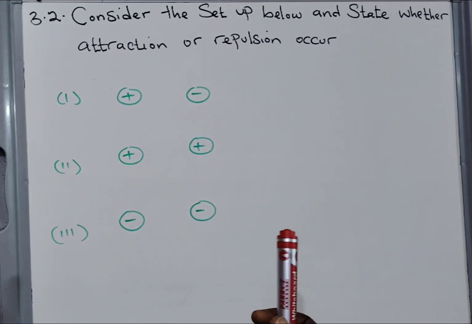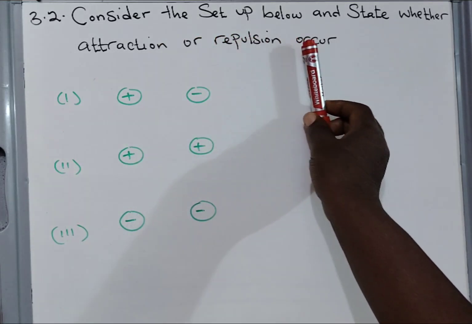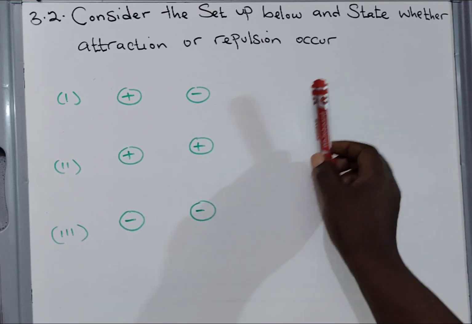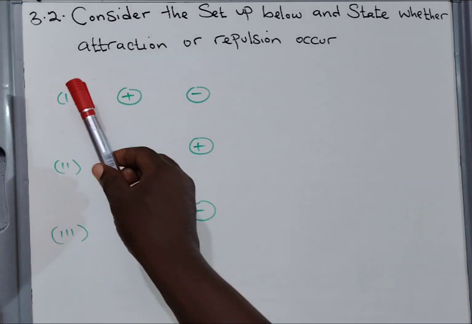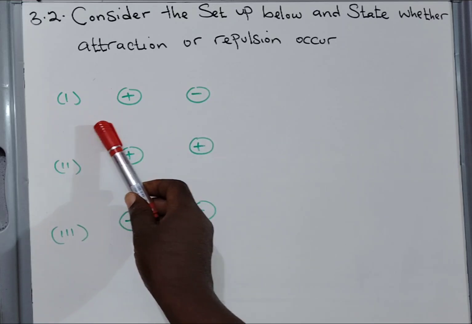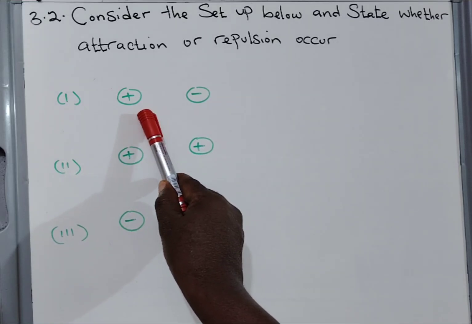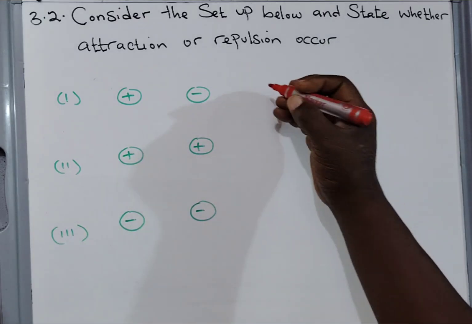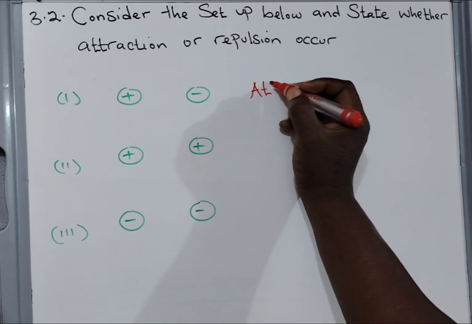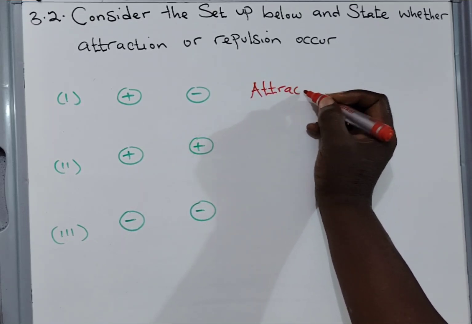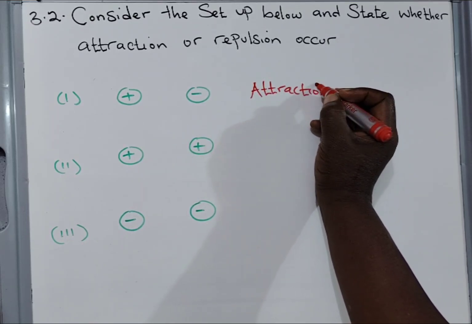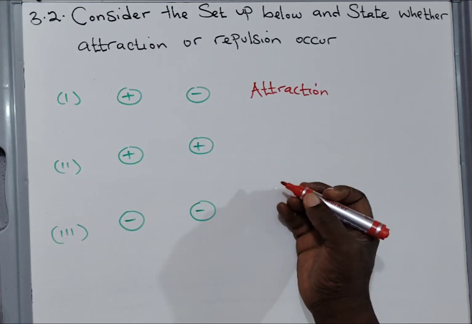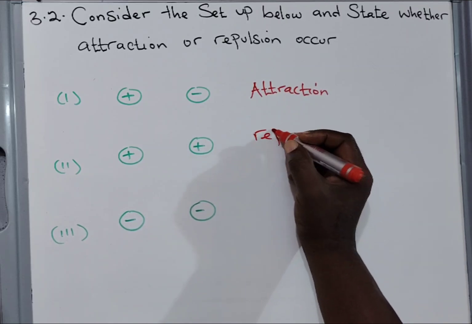Here we come to this one. It says that consider the setup below and state whether attraction or repulsion occur. So you're looking at this situation. The first case is when a positive is near negative. What will happen? What will happen is attraction. Then you come to this one. A positive next to a positive. What will happen? What will happen is repulsion.